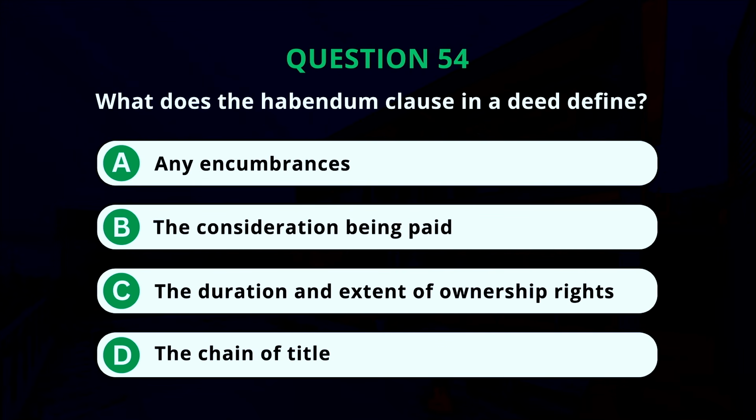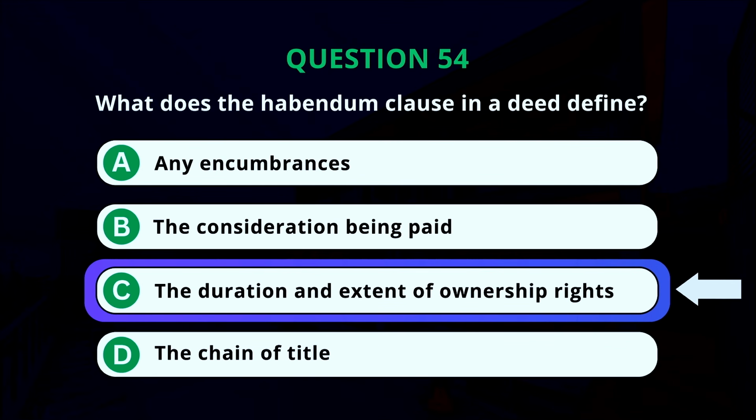Question number 54. What does the habendum clause in a deed define? Letter A, any encumbrances. Letter B, the consideration being paid. Letter C, the duration and extent of ownership rights. Letter D, the chain of title. And the answer?